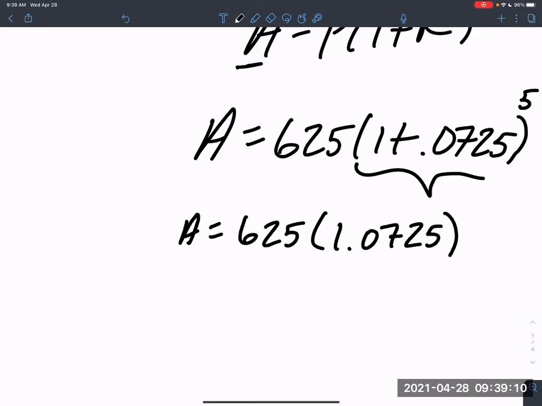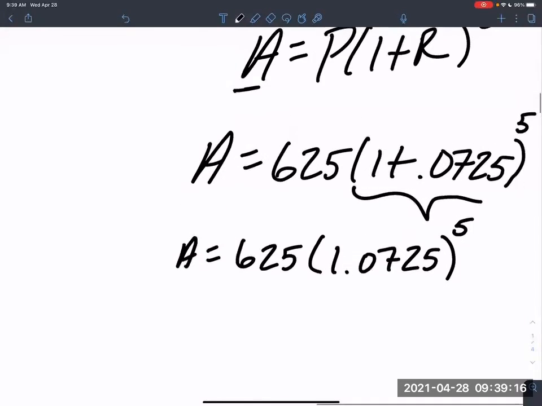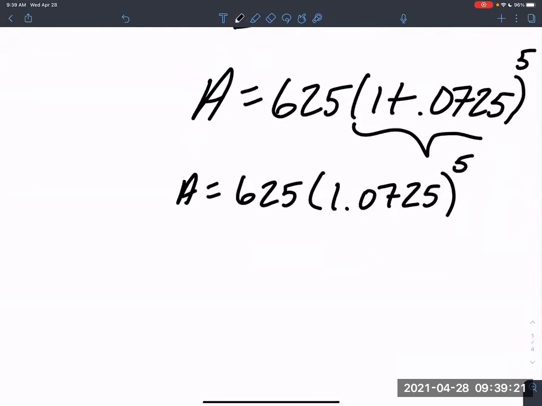$1.0725 to the 5th power. Okay. Now this is where people kind of get stuck, doing the decimal right here. So I'm gonna show you how to do it.